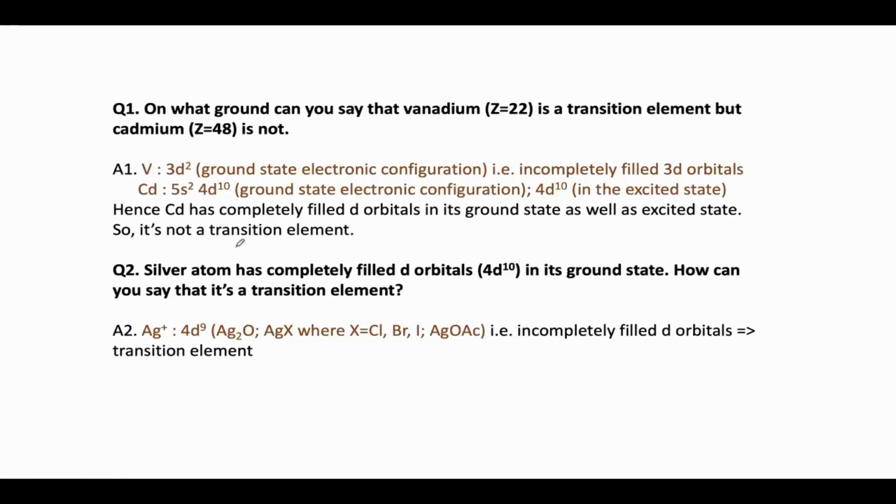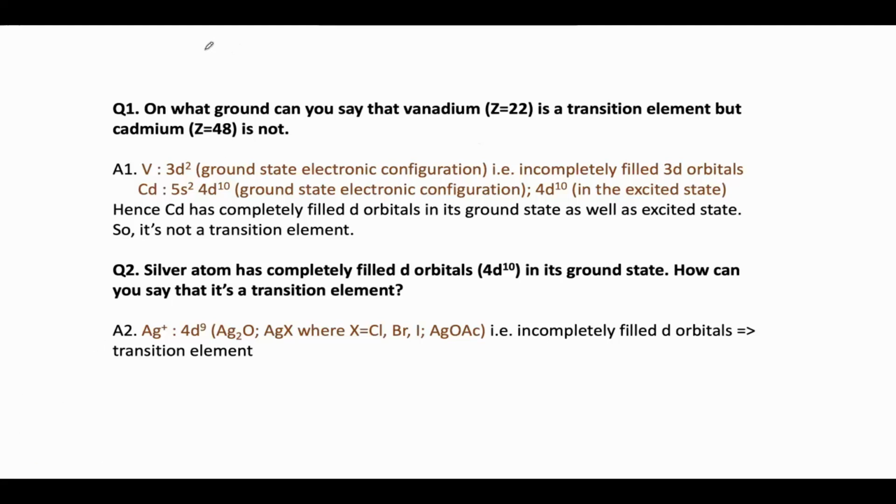So we shall start with a typical example where d block elements can be introduced. The first one is: on what ground can you say that vanadium, having atomic number Z equal to 22, is a transition element, but cadmium, which is Z equal to 48, is not? Before answering this question, we have to see how the 3d or the d block elements, or the transition elements, are located in the periodic table.